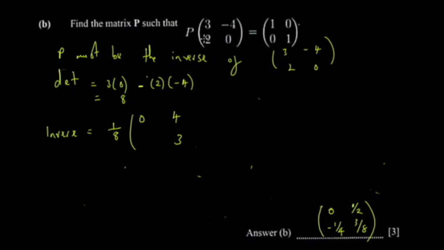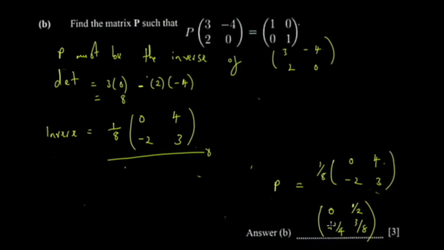So if these ones were negative, this one were negative as well, it would be 2 as well. Okay, so this one is changing its sign, so you get 4. This one is also changing its sign, you get negative 2, like this. This one is exactly the same as this. So you can actually write that P is equal to 1 over 8 if you want, 0, 4, negative 2, 3, like this.